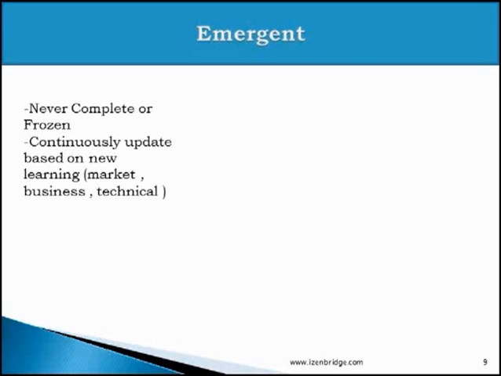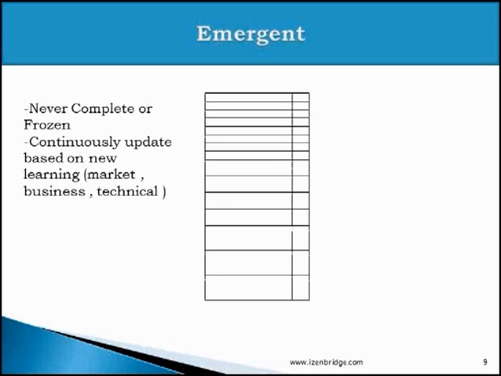Now the product backlog should be emergent in nature. Product backlog never gets completed. It never gets baselined, it never gets frozen. Unlike our traditional requirement document, which we sign off, the product backlog never gets signed off. It continuously gets updated. It emerges because we continuously keep getting requests from the market and business, and we also keep learning about our own planning. On the basis of our own learning, which could be technological learning, team learning, or market learning, we keep modifying or enhancing our product backlog.